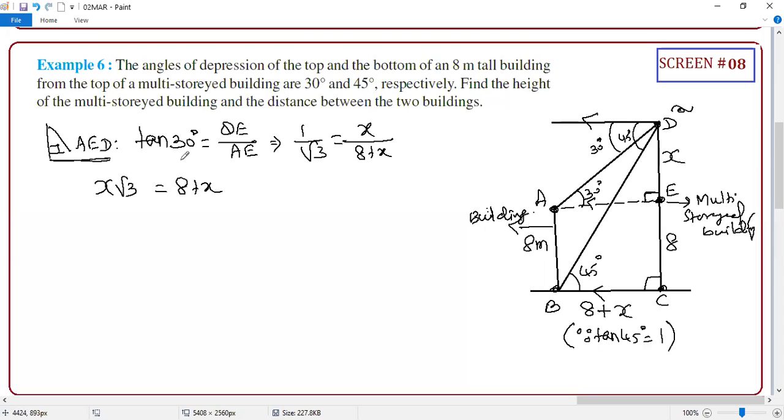Now guys, bring this X to this side. What is the answer? X root 3 minus 1. Sir, how come? If you have a doubt, guys, X root 3 minus X equals 8. Generally you keep the English letter on the left-hand side and the number on the right-hand side. Same thing I'm doing. If you take out X, root 3 minus 1 equals 8. Any mistake, please correct me. Clear? So X equals what? 8 upon root 3 minus 1.